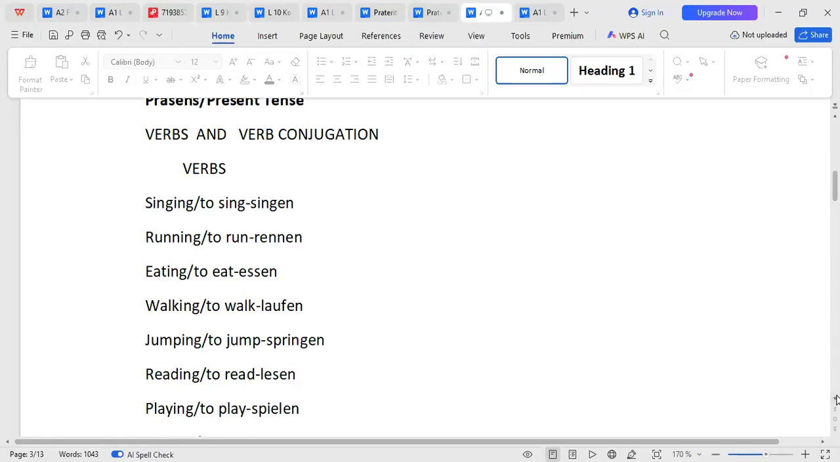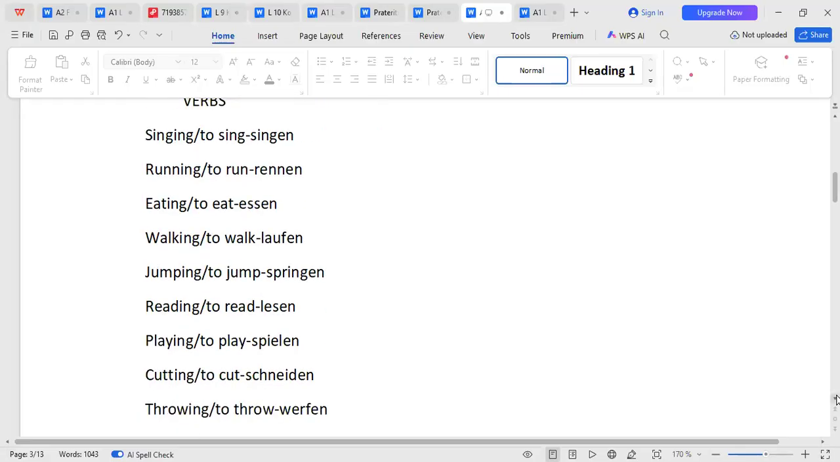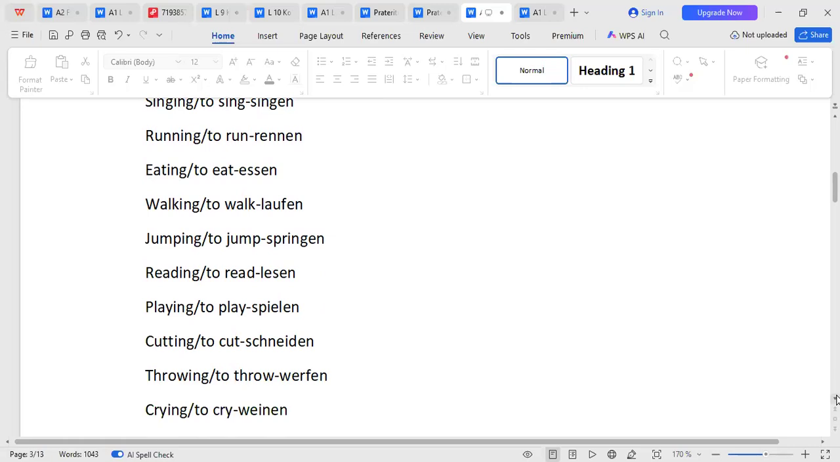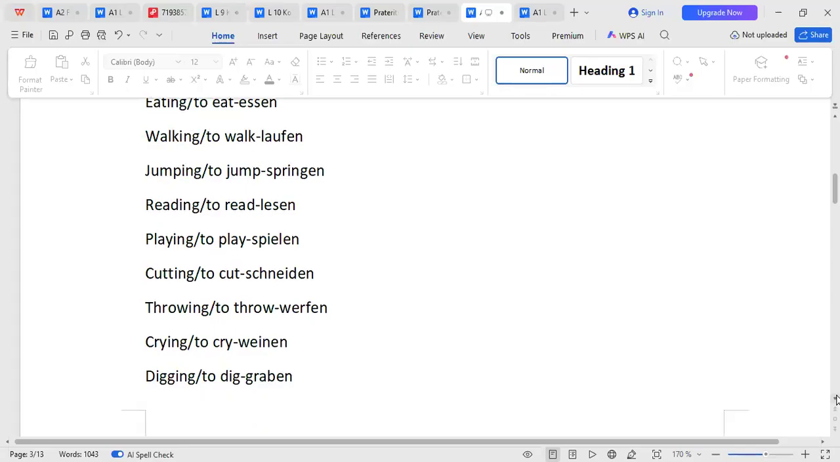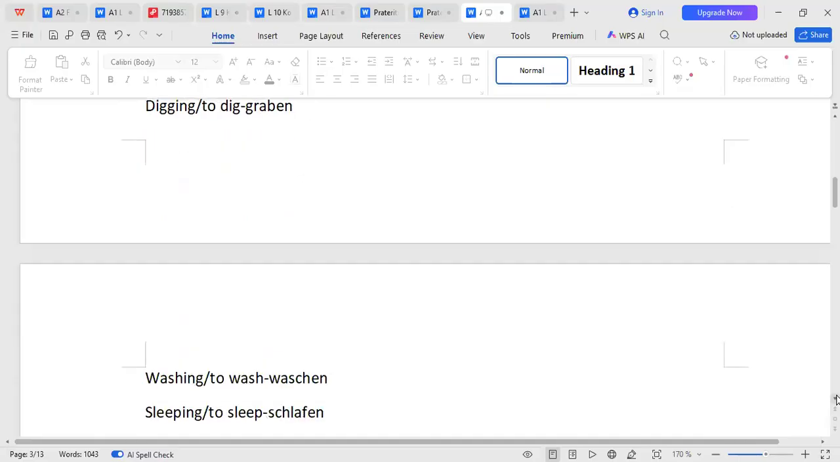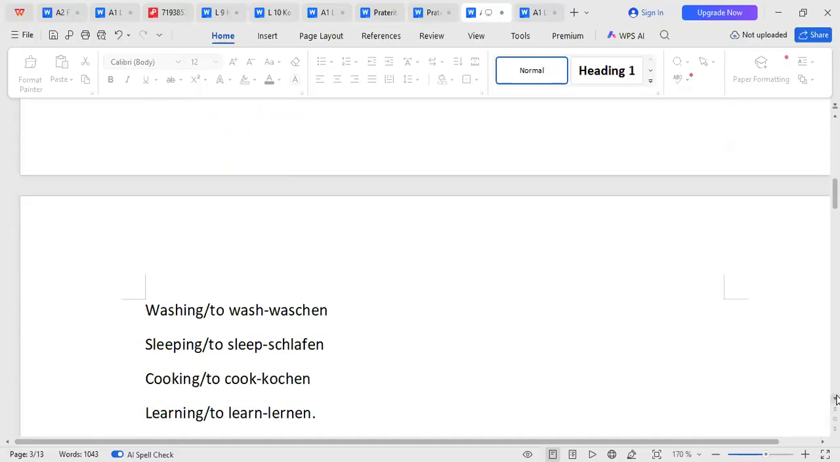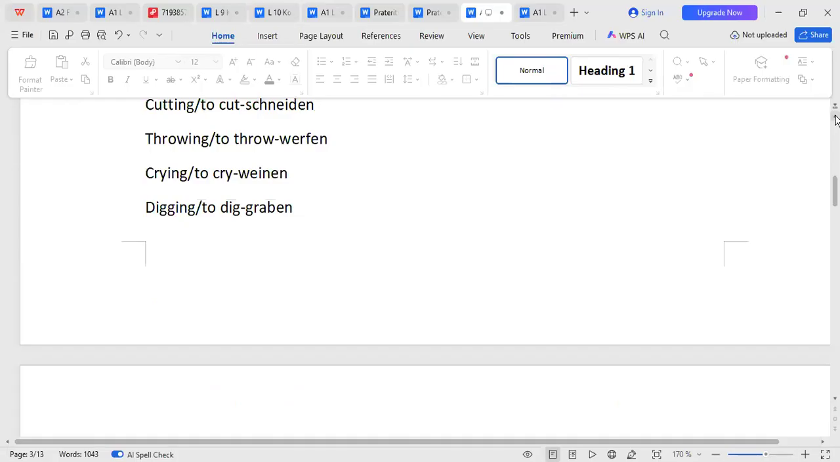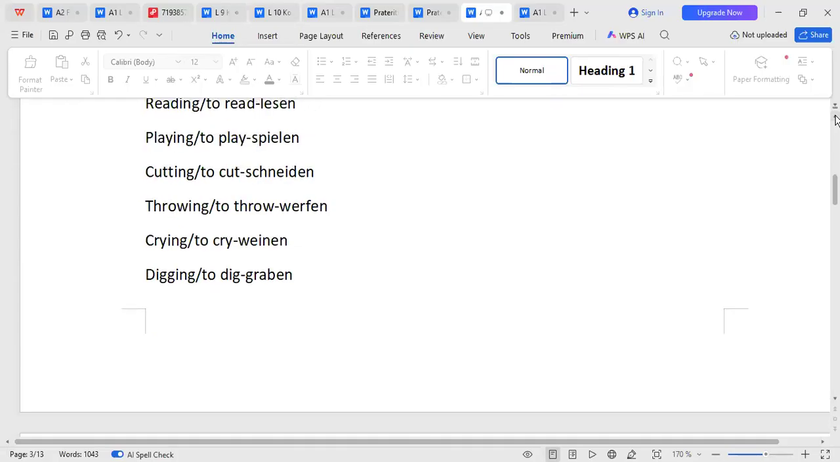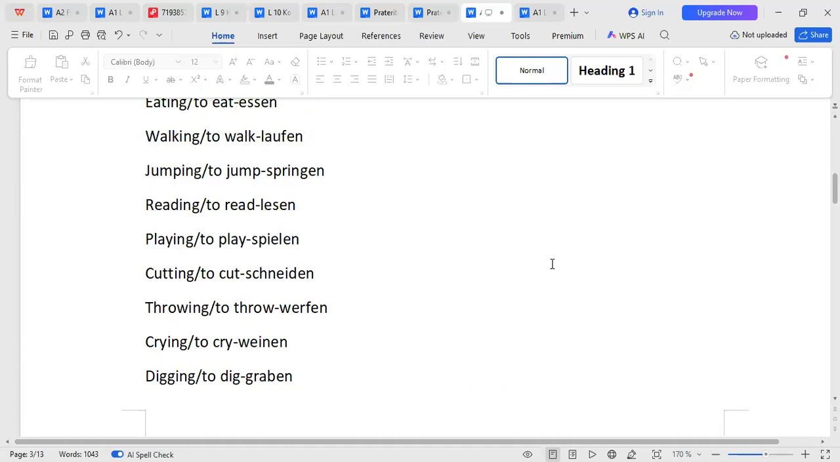We have reading, which is lesen. We have playing, which is spielen. We have cutting, which is called schneiden. Throwing is called werfen. Crying is weinen in German. Digging is graben in German. And we have washing is waschen, sleeping is schlafen, cooking is kochen, learning is lernen. The verbs are very, very many, but for today's class, we're going to have just a short sample that we're going to focus on that is going to help us to learn.